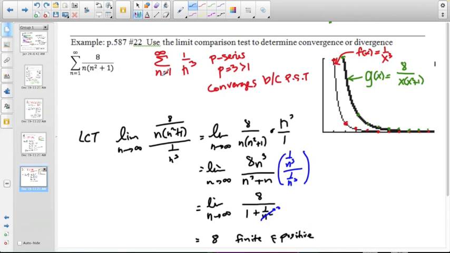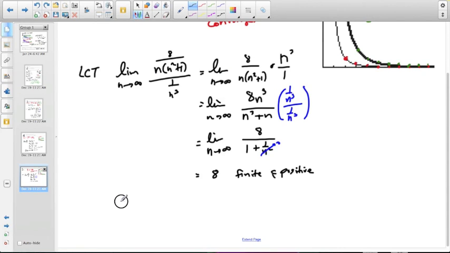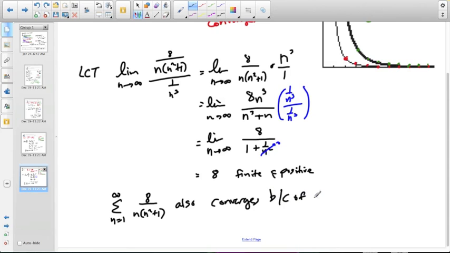So these two series behave in the same fashion. Since this converges, this original series will converge as well. So we can say that the series as n goes from 1 to infinity of 8 over n times the quantity n squared plus 1 also converges because of the limit comparison test.